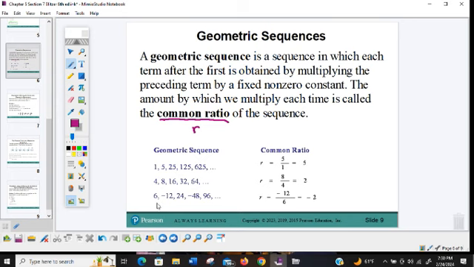And here, now this one's interesting because it goes positive, negative, positive, negative. That means they're multiplying by a negative. 6, negative 12, 24, negative 48. Okay, if we do negative 12 divided by 6, put it over 6, we get negative 2. So our R would be negative 2.